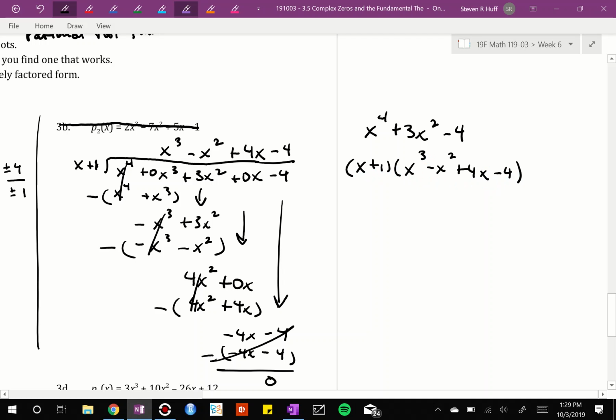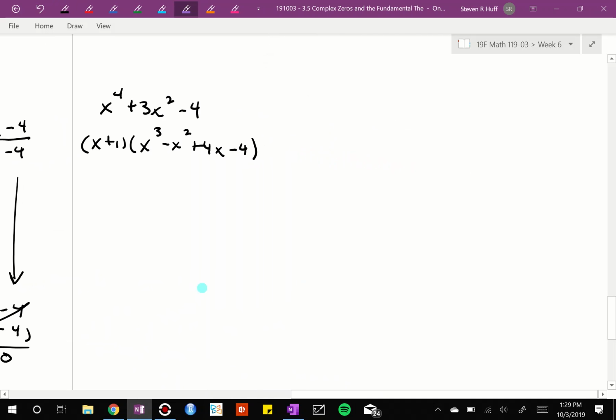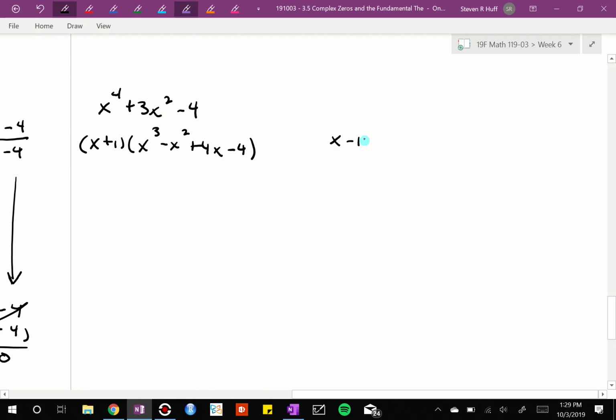So we have an x minus 1 factor, and so we're going to repeat this process again, but we're going to divide this by x minus 1. So x minus 1 divides into x cubed minus x squared plus 4x minus 4. This will be x squared, x cubed minus x squared. Subtract this, that's a 0, that turns into a positive, that goes to 0.